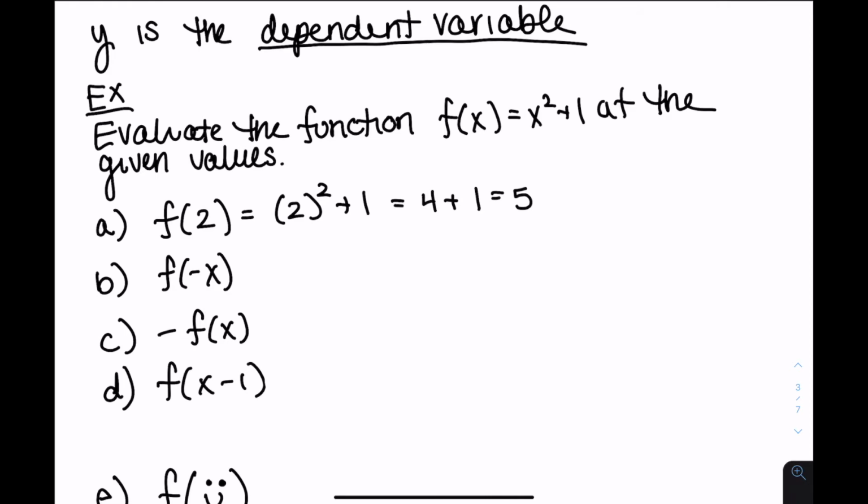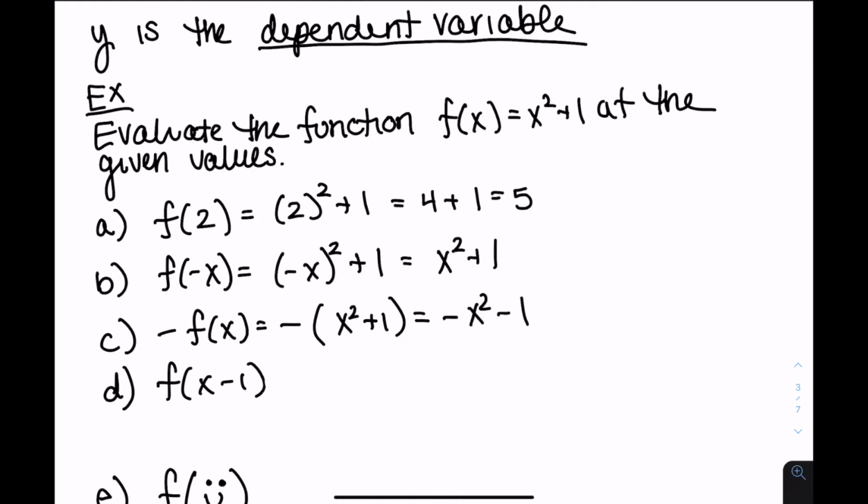When I want the function evaluated at negative x, you've got to be careful how you input this, because it's x squared, so you get this squared. So ultimately, it actually gets rid of that minus sign. Negative x times negative x is positive x squared. So we just get x squared plus 1. When you have the minus sign on the outside, this is telling you to distribute the minus to everything in here. So it's negative times the function x squared plus 1. So you can distribute that out as negative x squared minus 1.